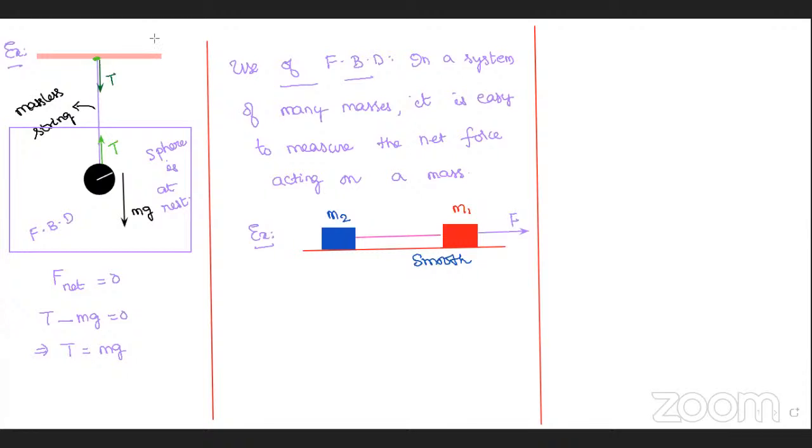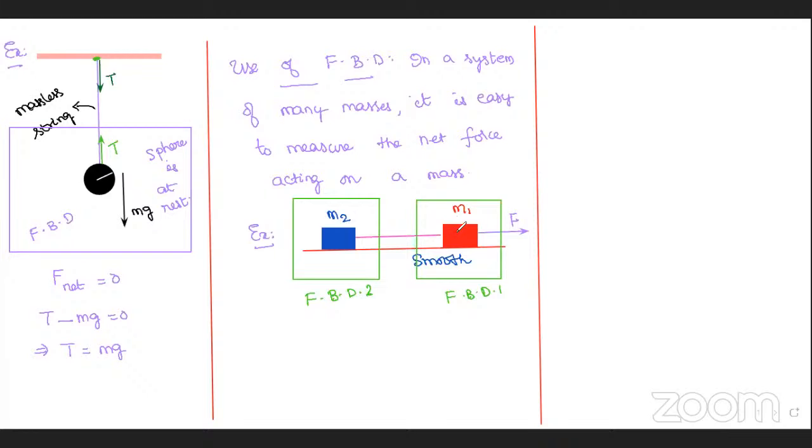Okay, so I'm going to draw here two light colored free body diagrams. One for the first mass and two for the second mass. Okay, these are the free body diagrams. This is FBD of first mass and this is FBD of second mass.